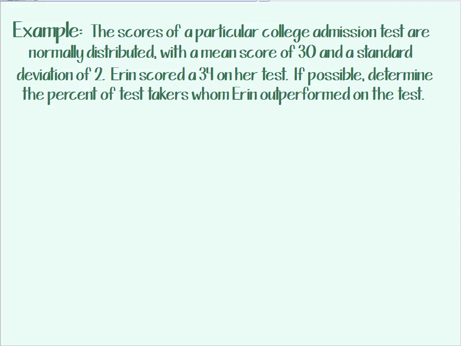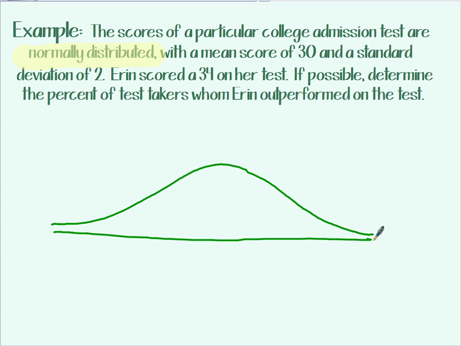So now let's look at some college admission test scores. The scores of a particular college admission test are normally distributed. It's really important that you look for those words because then you know that you can use a normal curve. In our normal curve, we find that these test scores have a mean score of 30. So I'm going to put a 30 in the middle of my normal curve. We also have a standard deviation of 2.